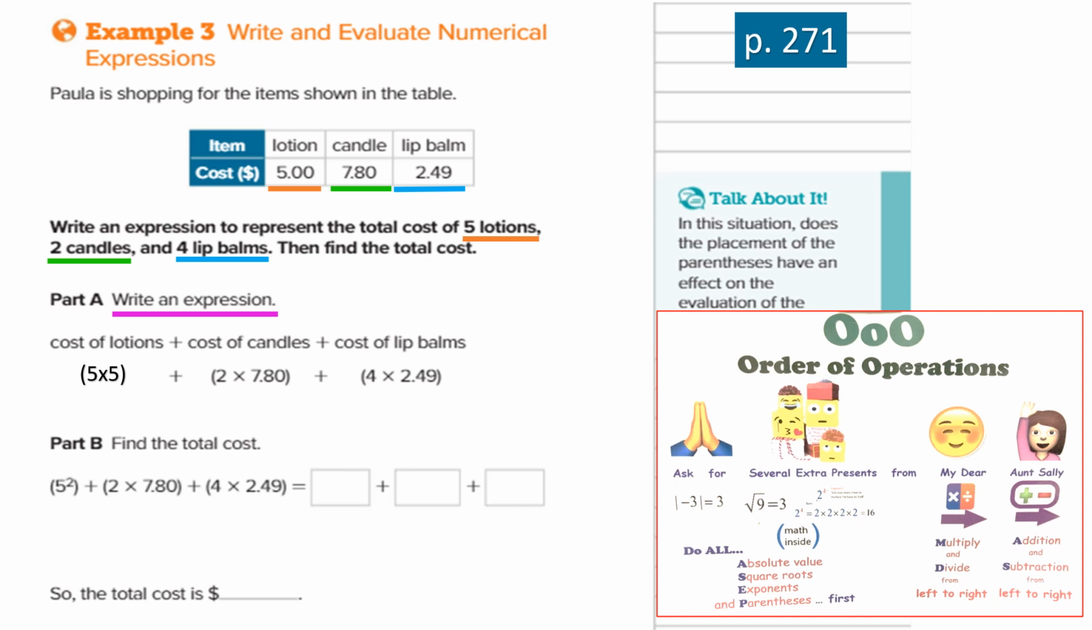5 times 5 is what? Well, 5 times 5 is 25. Then I would advise you have your handy dandy calculator and take 7.80 or 7.8 multiplied by 2, and you're going to find that that's 15.6, or since it's money, $15.60. And multiplying the 4 and the $2.49, you're going to get 9.96.